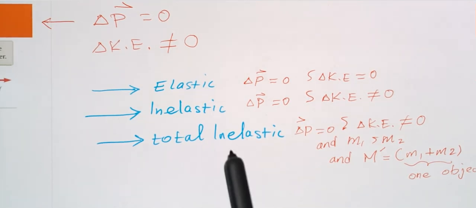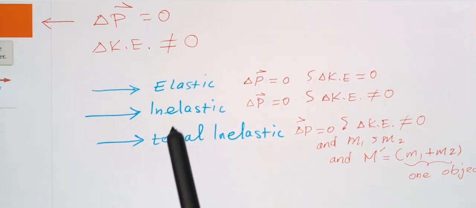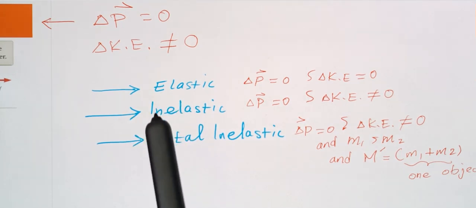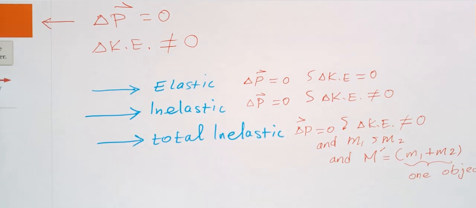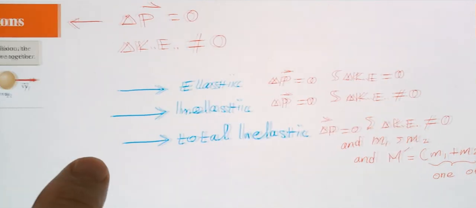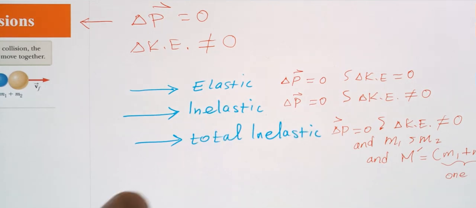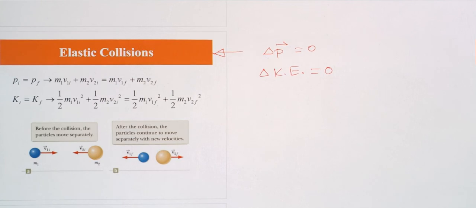So when you look at other physics books, you have these three types of collisions. For one reason, I don't comprehend why he didn't mention the inelastic collision completely, and he just put total inelastic and elastic. However, it's good for you to know that there are three types of collisions.